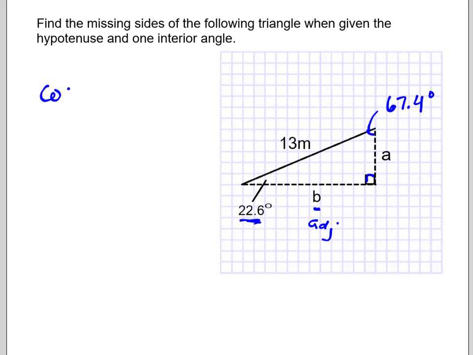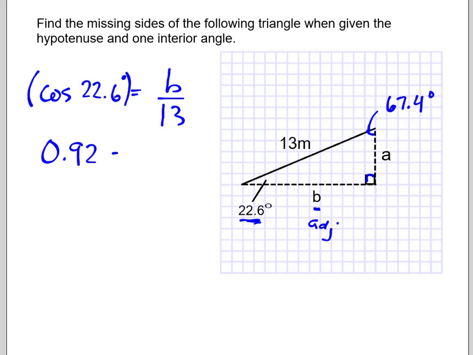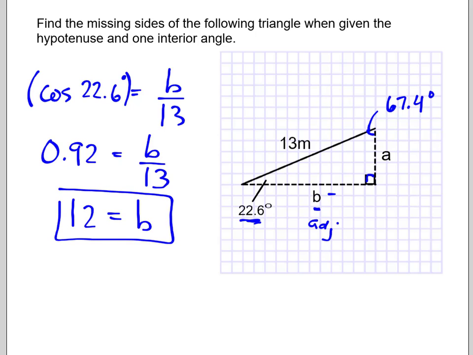So if I went cosine of 22.6, that is the adjacent over the hypotenuse. This value of cosine 22.6, that's just a number. You can always just punch it in your calculator, or you can look it up on a table if you want to go old school, and it would become 0.92. There's a few more decimals, but we'll round it off there. So now if we times that by 13, we get 12 as our value of B. Okay, so this is 12.